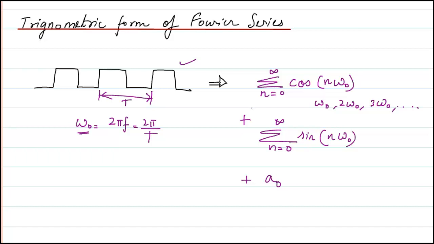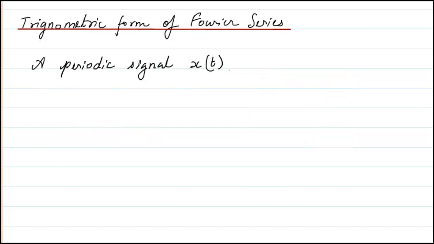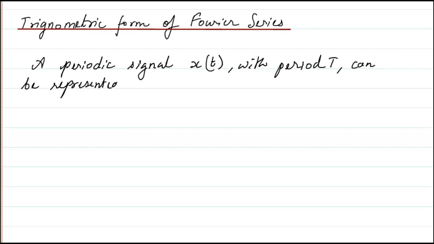So let us put what he has said in a mathematical equation which is understandable to all. A periodic signal x of t with period capital T can be represented by a set of sine, cosine and DC signals.